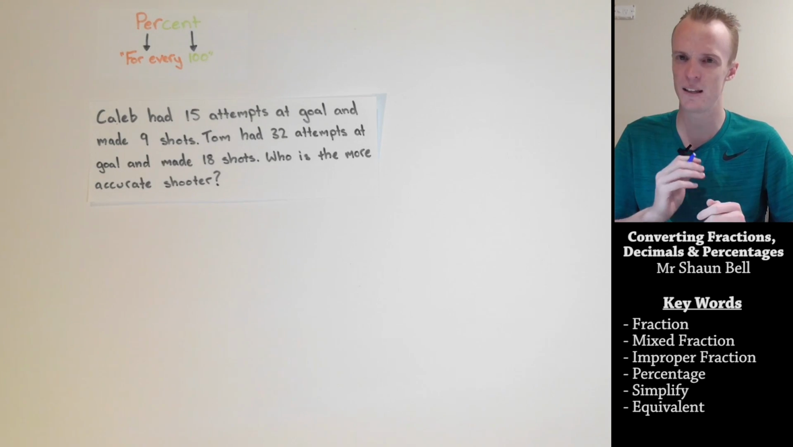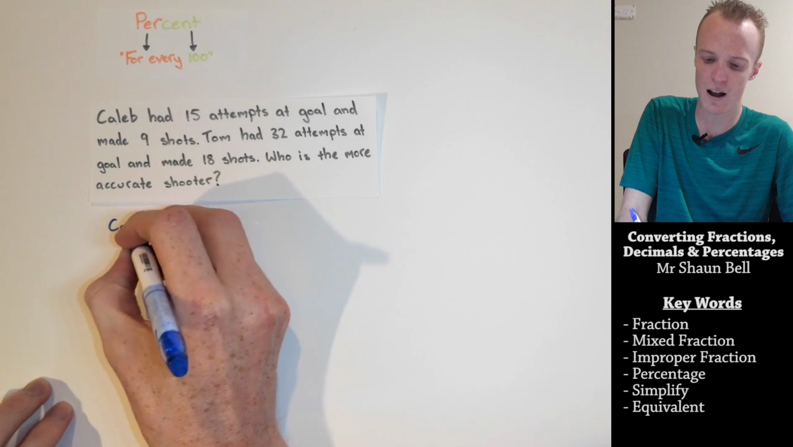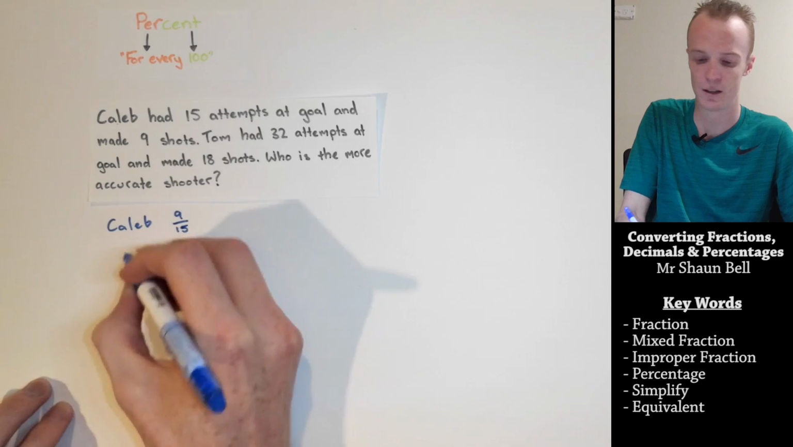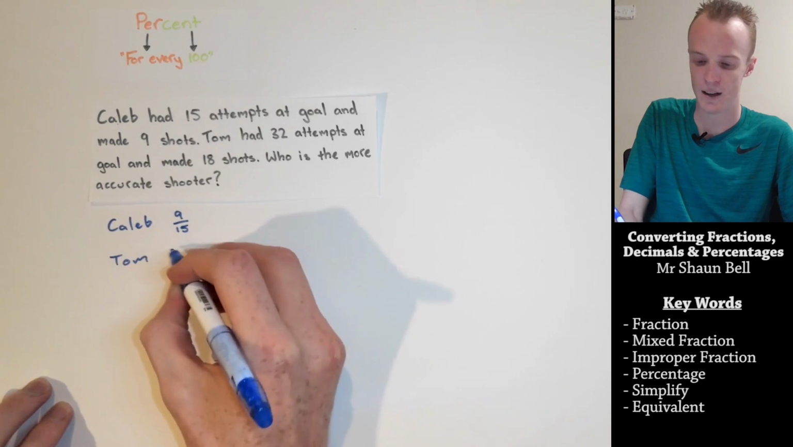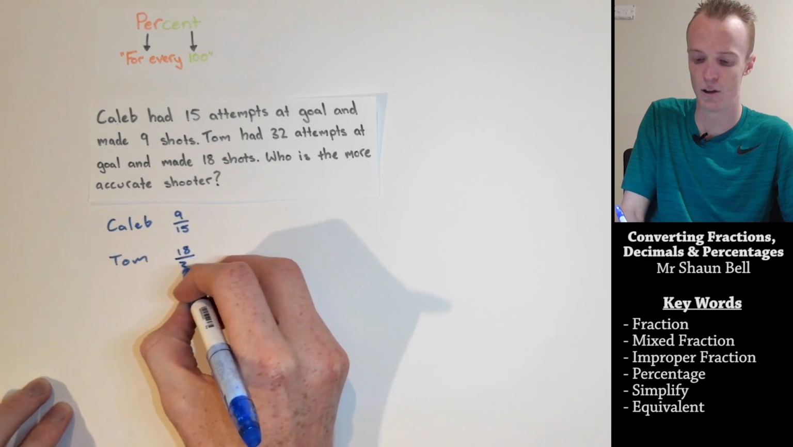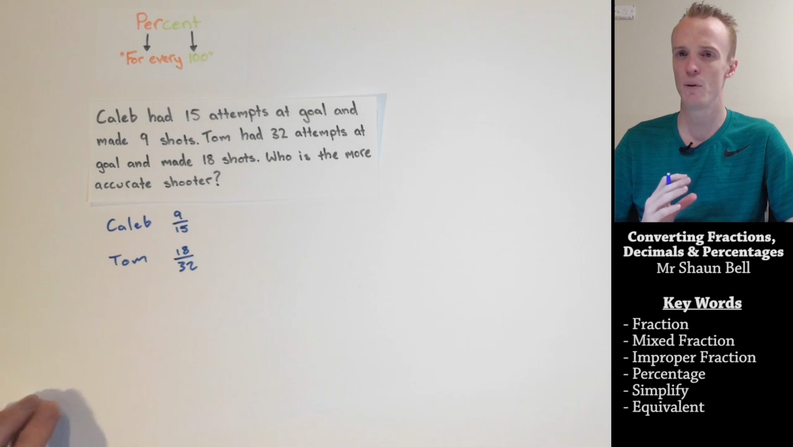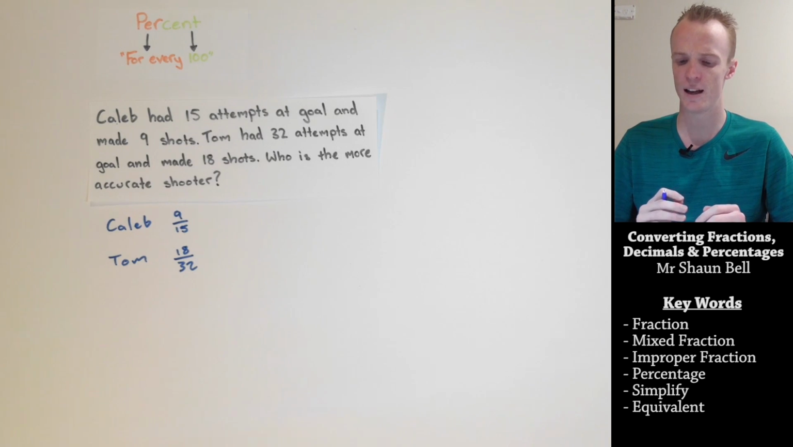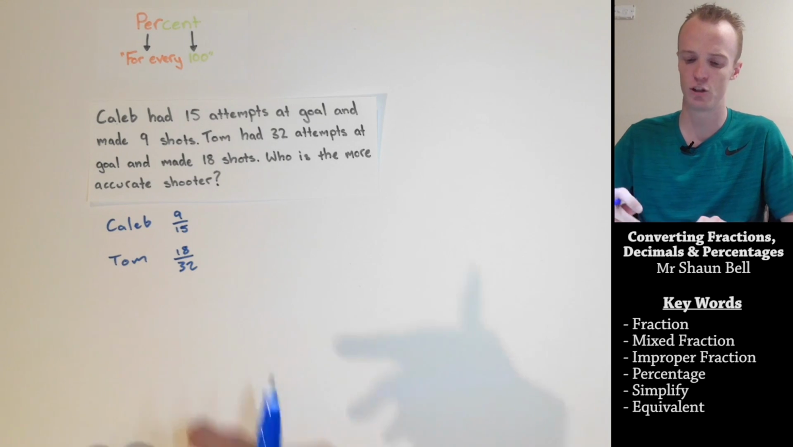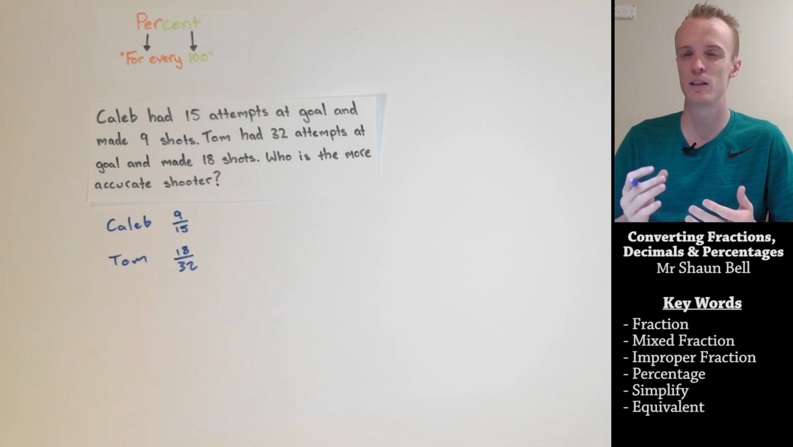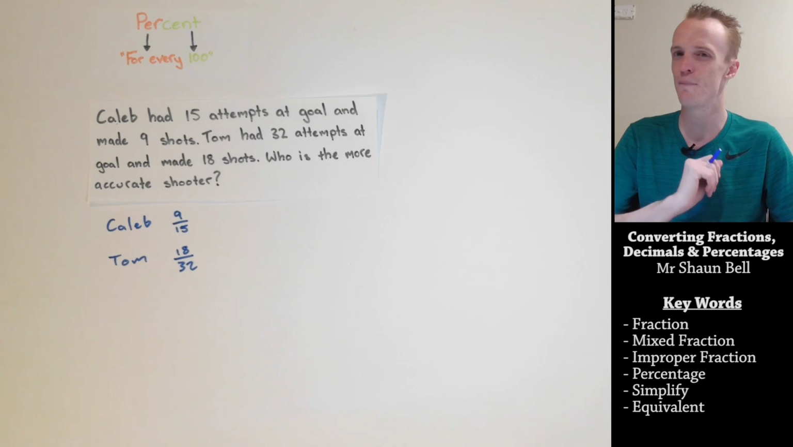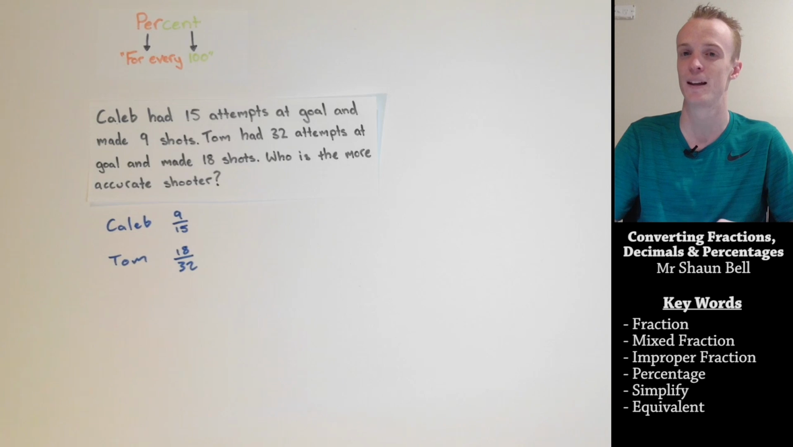Well, to find that out, let's begin to break this problem down. Right now, Caleb has made 9 of his 15 attempts, where Tom has made 18 of his 32 attempts. Now what I've done here is represented Caleb and Tom's shooting accuracy as a fraction. However, you'll immediately notice that it's very difficult to compare the shooting accuracy of these fractions because the denominators in the fractions aren't the same. So this is just one of many reasons why converting to percentages comes in handy.